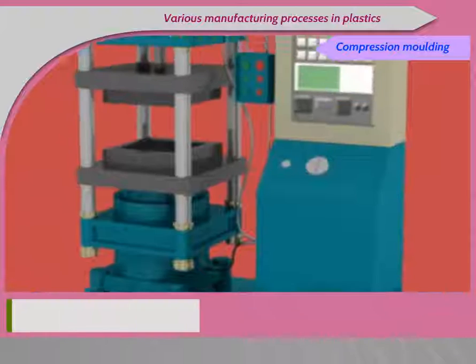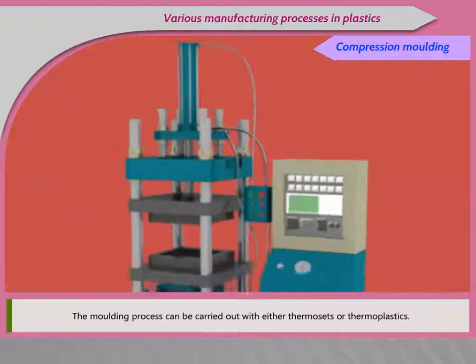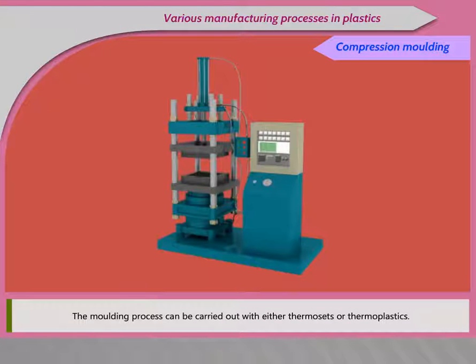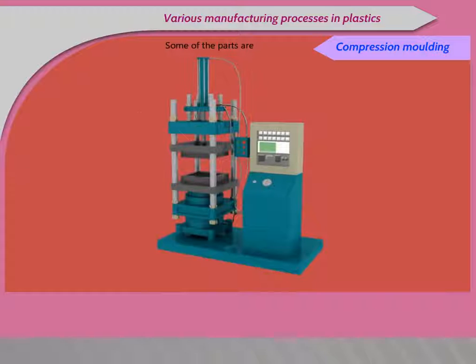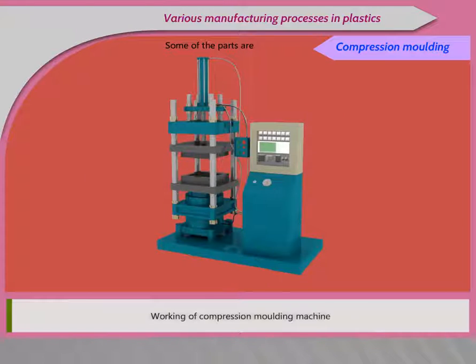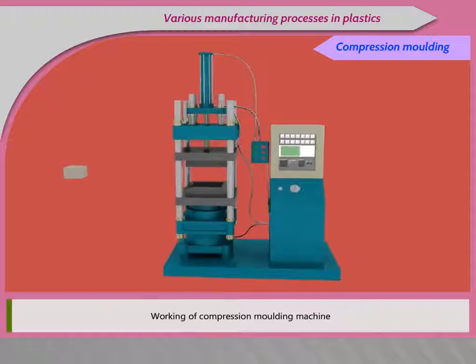Compression molding. The molding process can be carried out with either thermosets or thermoplastics. Some of the parts are upper mold, bottom mold, control unit, actuator. Working of compression molding machine.